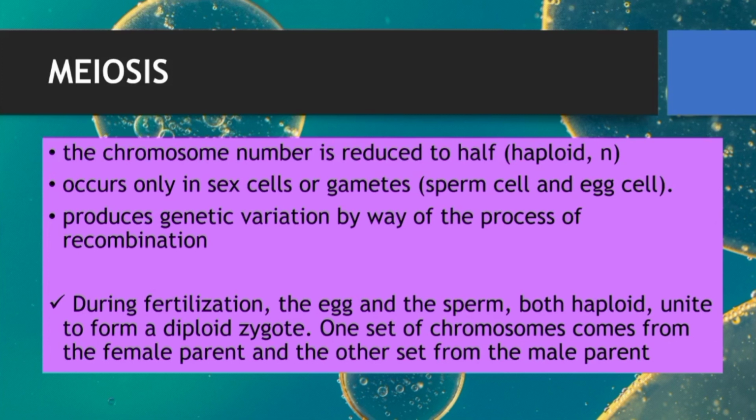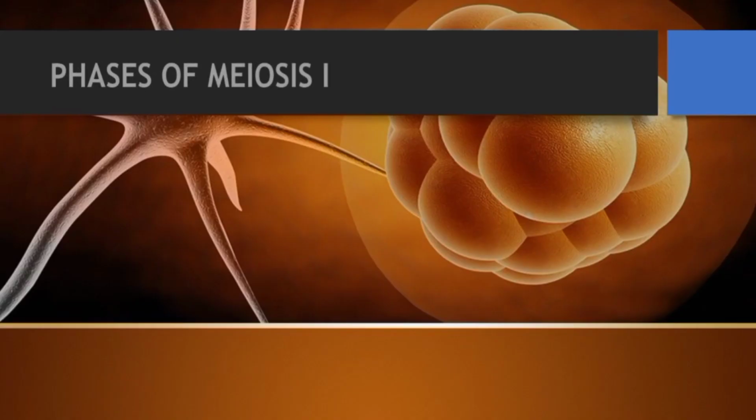The egg cell has 23 and the sperm cell has 23 chromosomes only. So, what will happen? This egg and sperm would unite. Magsasama sila. So, 23 plus 23 would give you 46 or the diploid number. Okay, so one set of chromosomes comes from the female parent and the other set from the male parent.